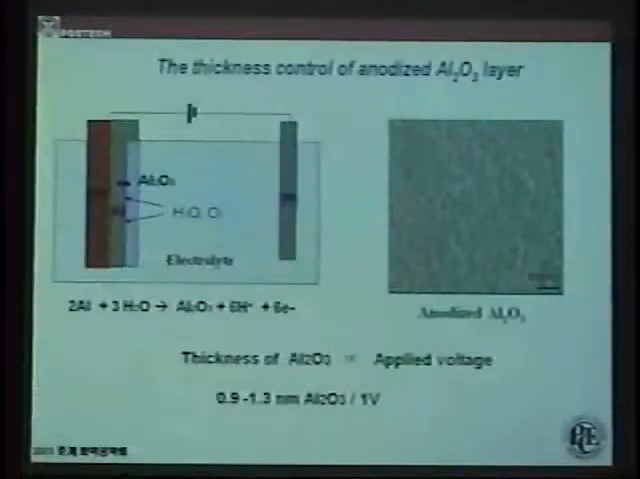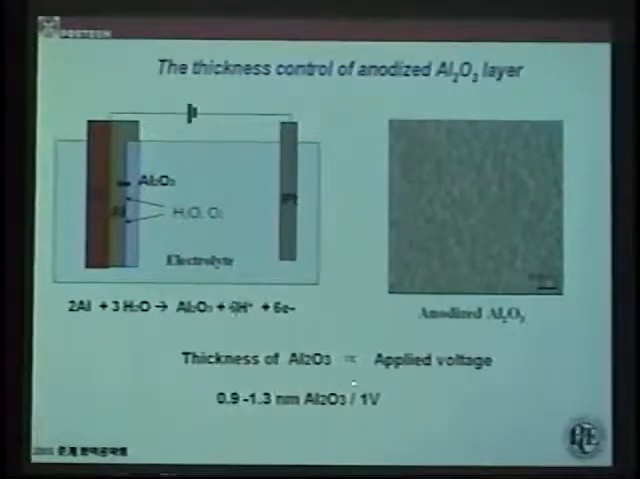Next. This is the way we developed the anodized aluminum oxide in potential steps. By applying 1 volt, we obtain 1 nanometer of aluminum oxide, so we control the thickness. This is actually a very rough alumina surface, but the roughness can be reduced by applying polymethyl methacrylate on top of it.